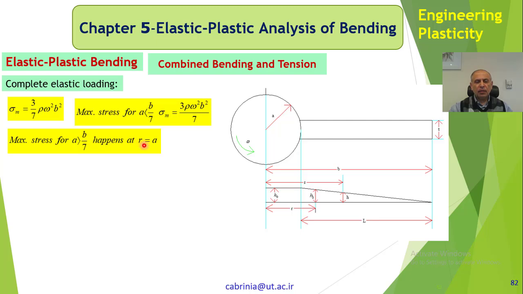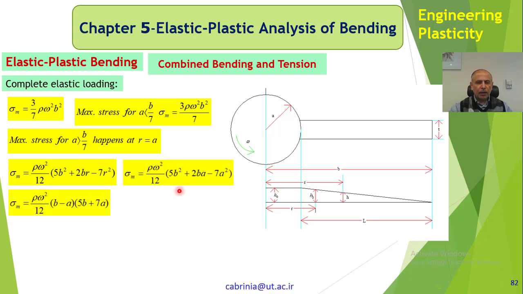maximum stress happens at r equal to A, because we don't have any b over 7, because the blade length is such that it doesn't happen at b over 7. So it happens at the interface, okay? So note that it's important, and that was the general relationship that we had. And so if we put r equal to A in this relationship, we get sigma m equal to that, and therefore that is the result for this condition, for A greater than b over 7.